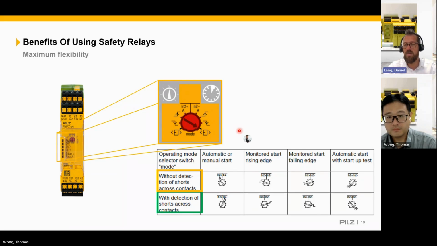This was then a manual start, because you have to push the button, and we have detection for short contacts or not. So if channel 1 and channel 2 has a short or a cross against this contact, the safety relay will recognize that and will go to a safe state. And there are plenty of operating modes you can select from.